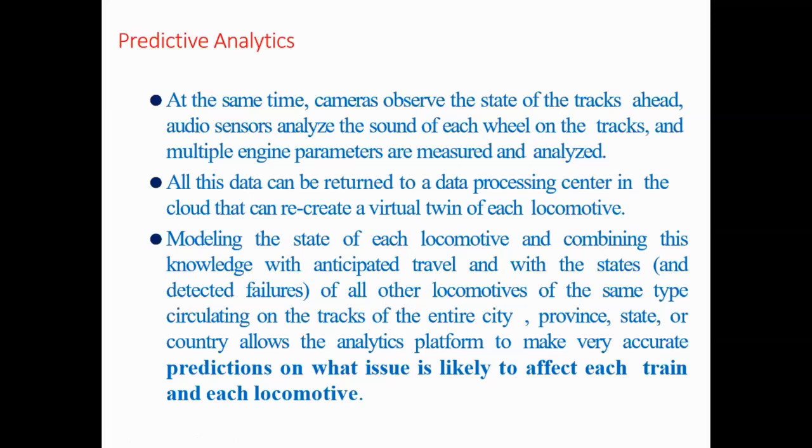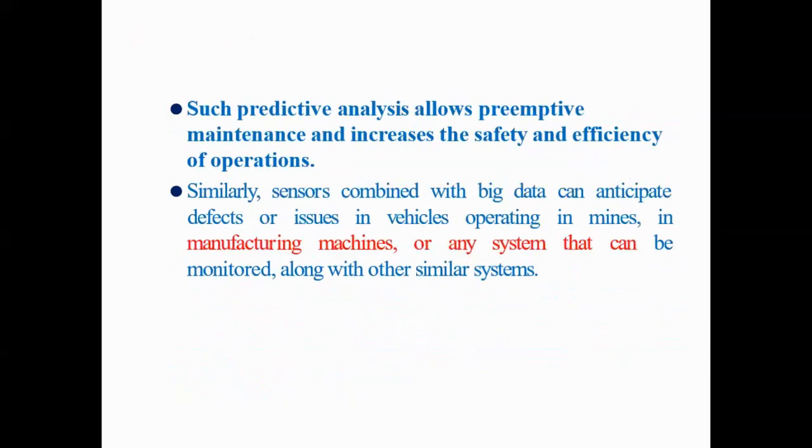So here, based on some factors, you have to predict what issue is likely to affect each train and each locomotive. So what is the use? It allows predictive maintenance and increases the safety and efficiency of operations. Similarly, sensors combined with big data can anticipate effects or issues in vehicles operating in mines, manufacturing machines, or any system that can be monitored along with other similar systems.